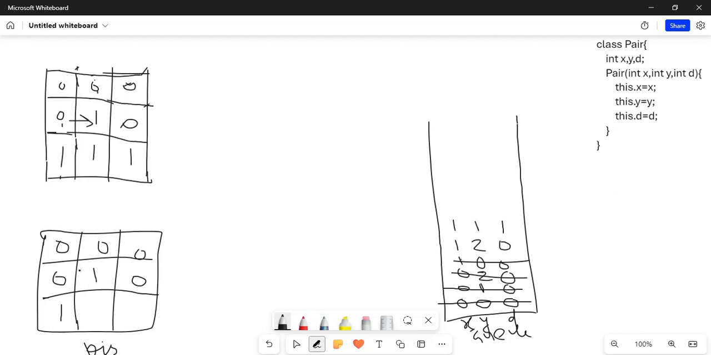That means if this is already solved, there is no need to solve it, because if it is already solved, the nearest cell value is already assigned. Okay, so no need to solve.